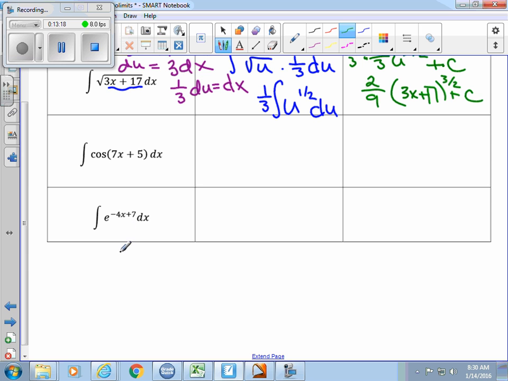Okay, we'll skip to e. What would be a good choice for u? Good, negative 4x plus 7. What would du be? Negative 4 dx. Again, if you want to write du over dx equals negative 4 and then cross multiply, you can. So I get negative 1/4 du equals dx. Any questions so far?